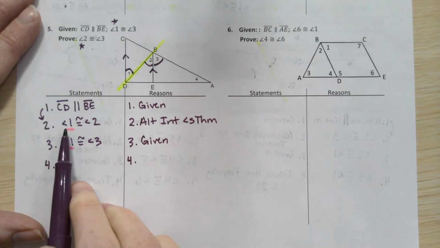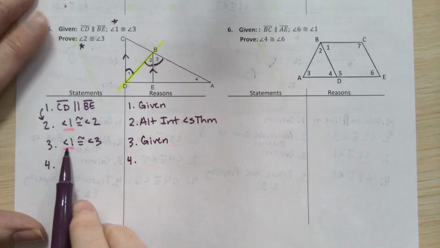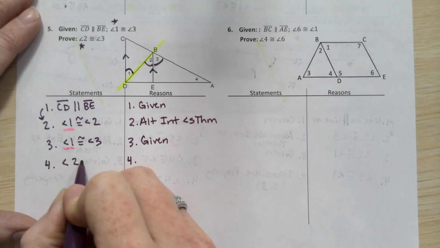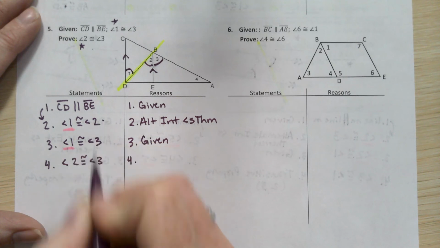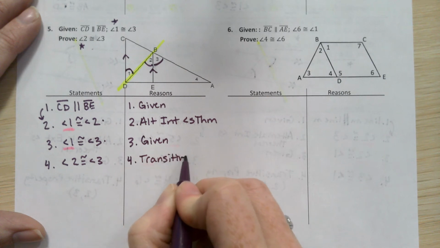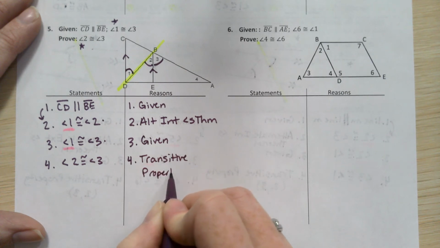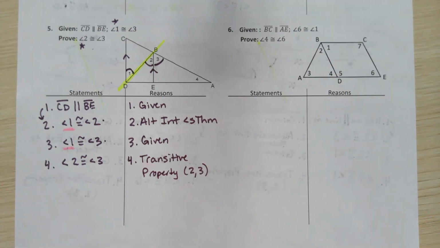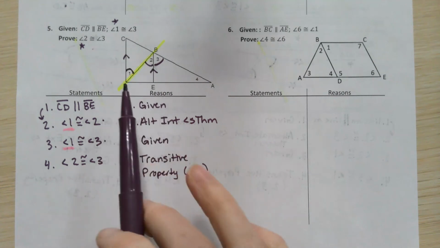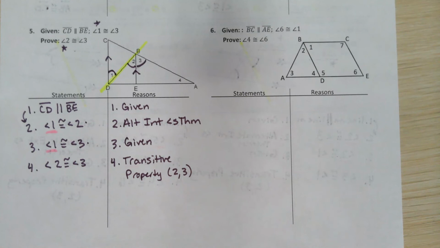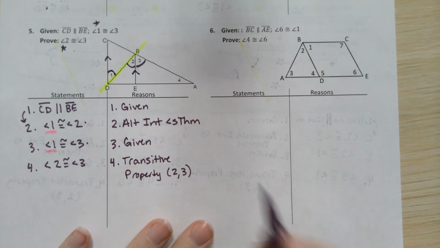So I'm ready and set up to use my transitive property. If angle 1 is congruent to angle 2 and angle 1 is congruent to angle 3, then I'm ready to write my proof statement down that angle 2 is congruent to angle 3 thanks to the transitive property, combining the information this time in statements 2 and 3 together. So a little bit of a different picture, but the same type of thought process that we've been using for the others. And I bet number 6 will be really similar.